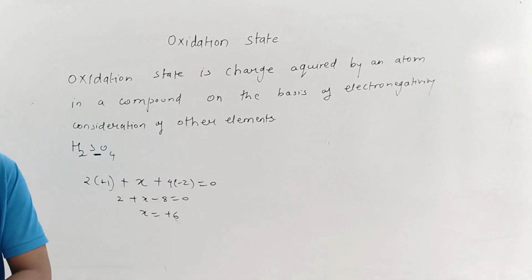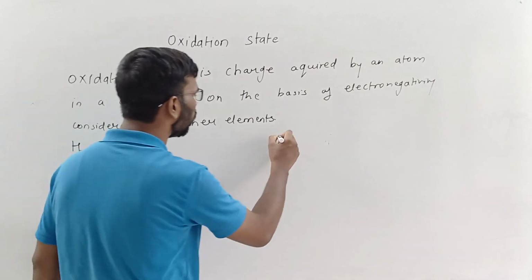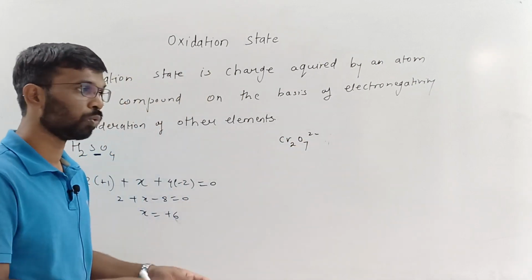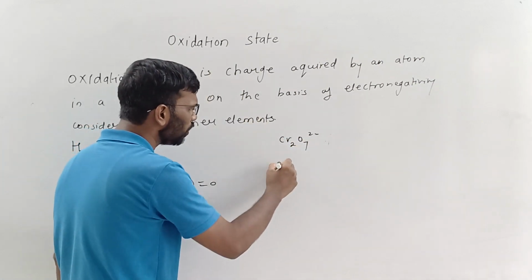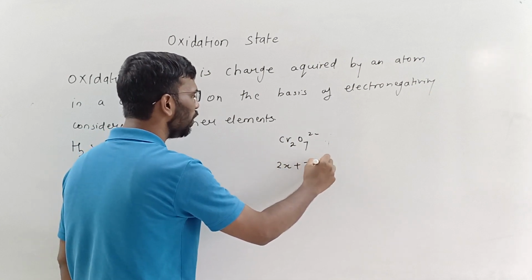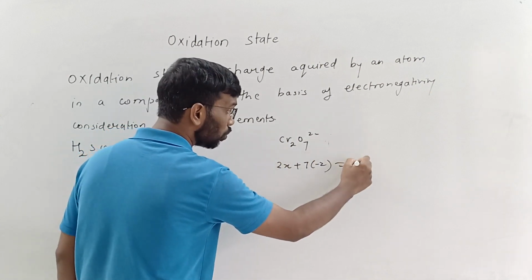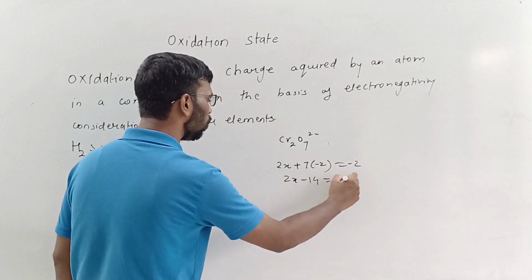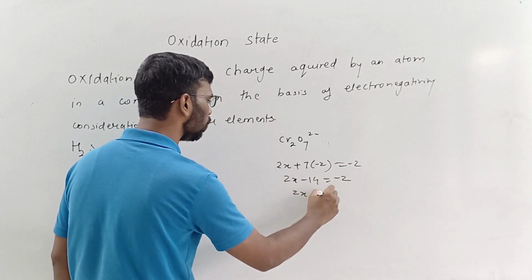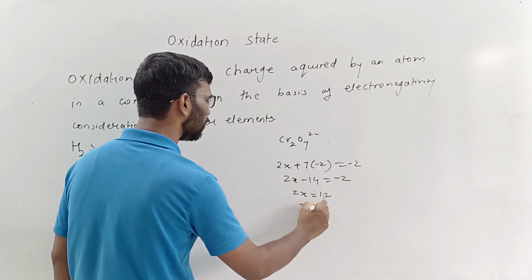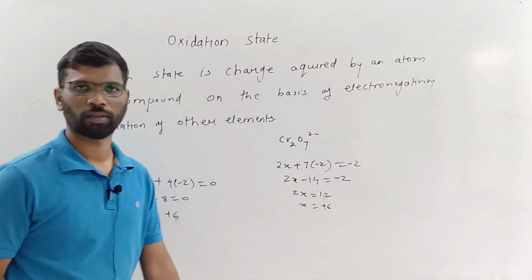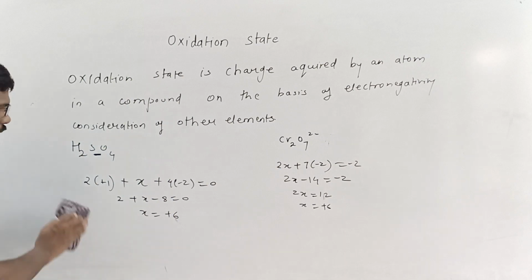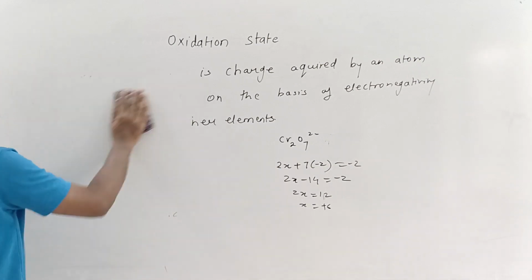Let's say you want to find it for Cr2O7 2 minus. This is like K2Cr2O7, but the same thing. I'll do 2x plus 7 into -2 equal to -2, because this -2 is the overall charge. So 2x minus 14 is equal to -2. So 2x is equal to 12. So x is equal to +6. So this is the calculation of the oxidation state.